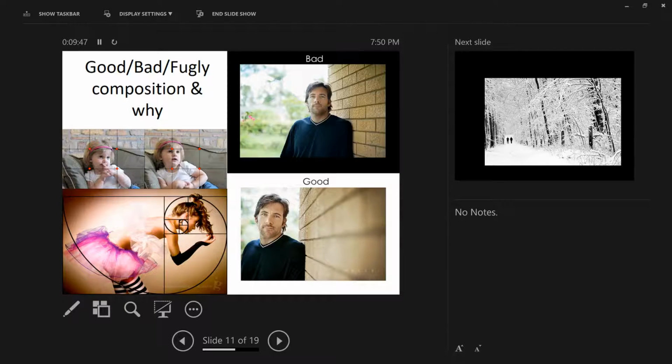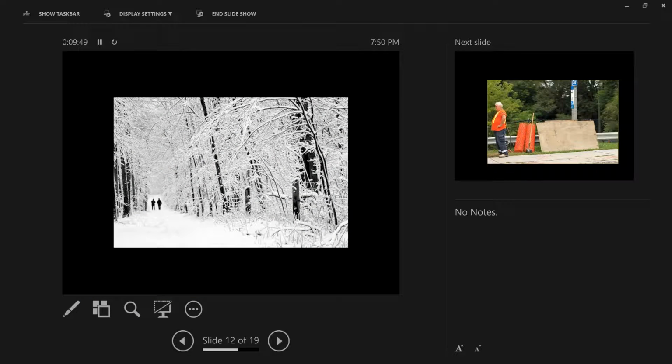So, now we will quiz you. What do you think? Is this good or bad composition, and why? It's good. It's got depth. All right, participation is low.